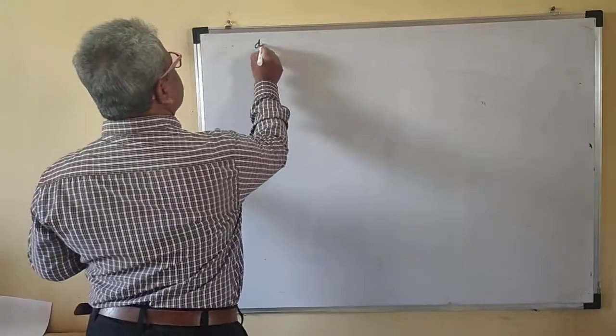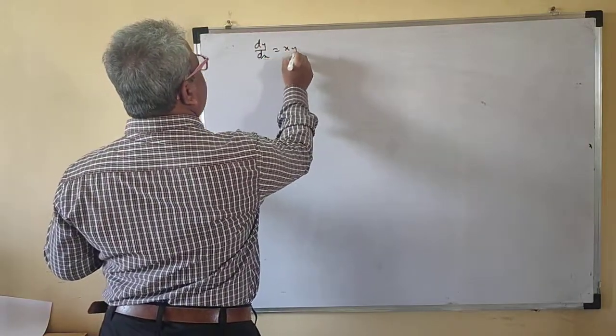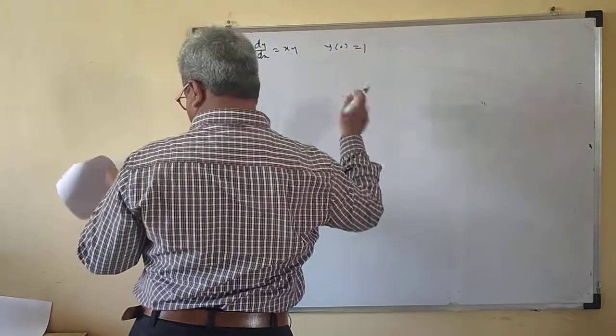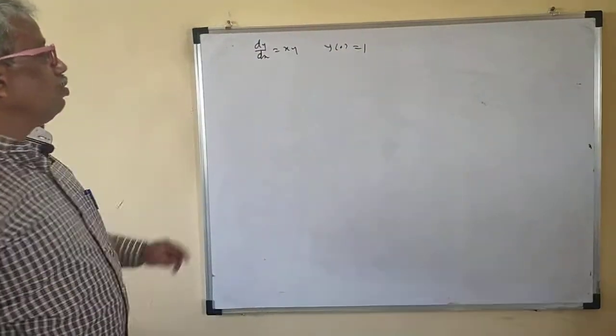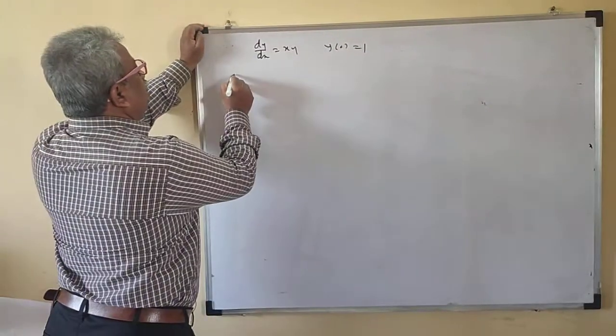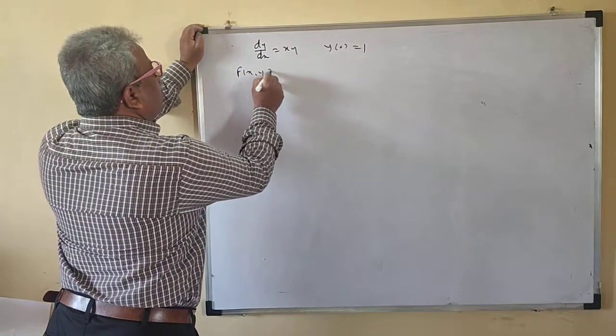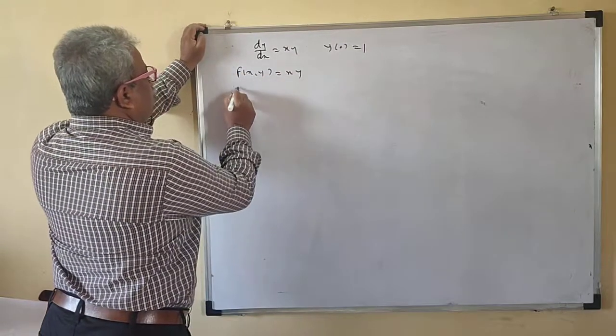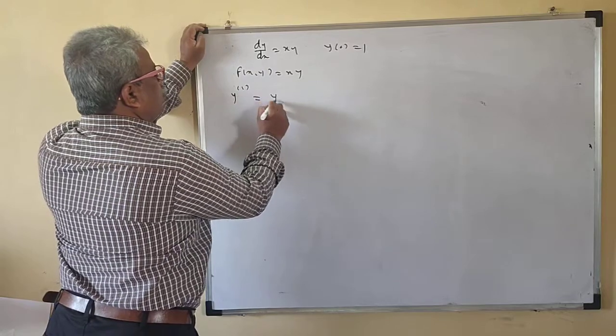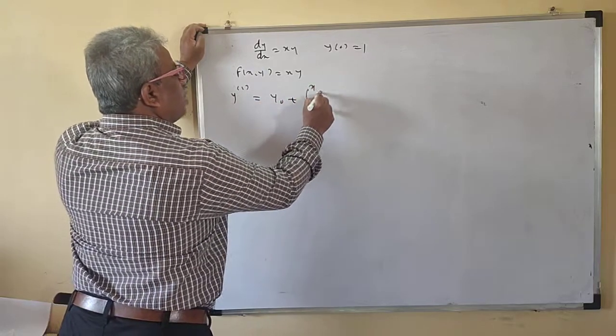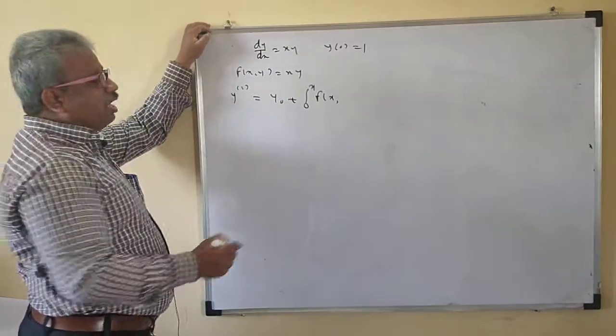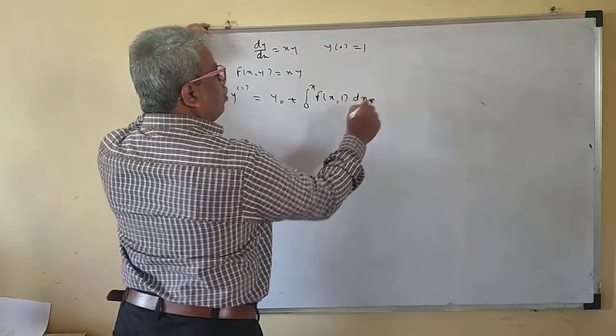Suppose you have this equation dy by dx is equal to xy, y of 0 is equal to 1. So y of 0 is equal to 1. What to do now here? So your f of x, y is just xy. So we'll find first y1 now. So this is y0 to x, f of x, y0, y0 is 1. Directly we write now.